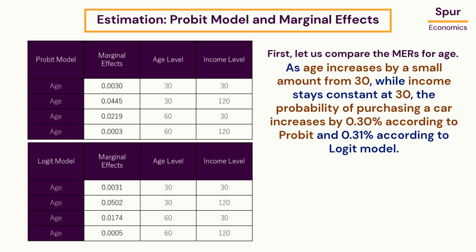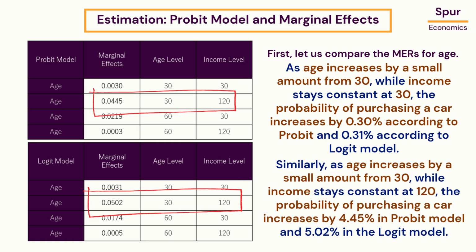First, let us compare the MERs for age. As age increases by a small amount from 30, while income stays constant at 30, the probability of purchasing a car increases by 0.3% according to the Probit model and 0.31% according to the Logit model. Similarly, as age increases by a small amount from 30, while income stays constant at 120, the probability of purchasing a car increases by 4.45% in the Probit model and 5.02% in the Logit model.